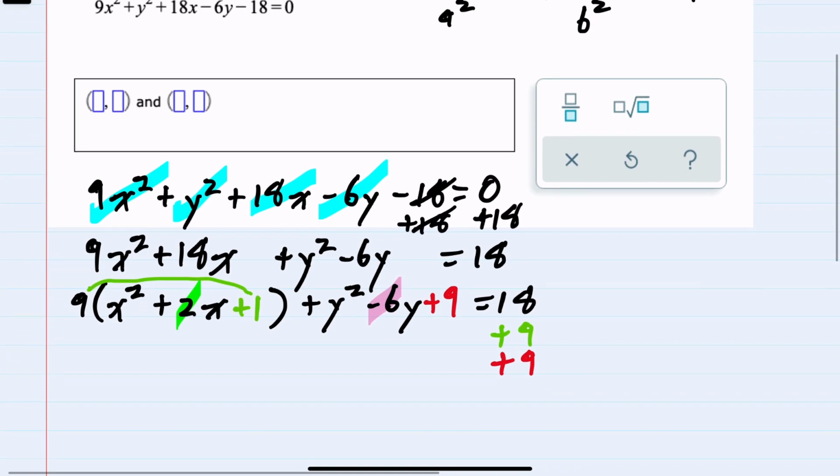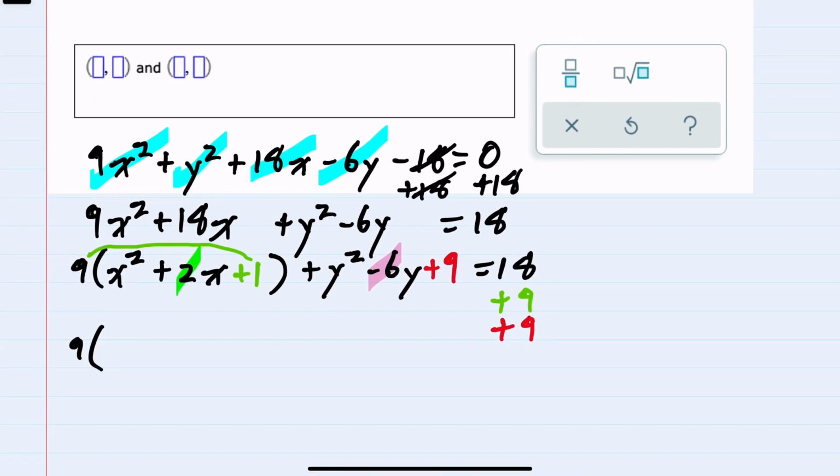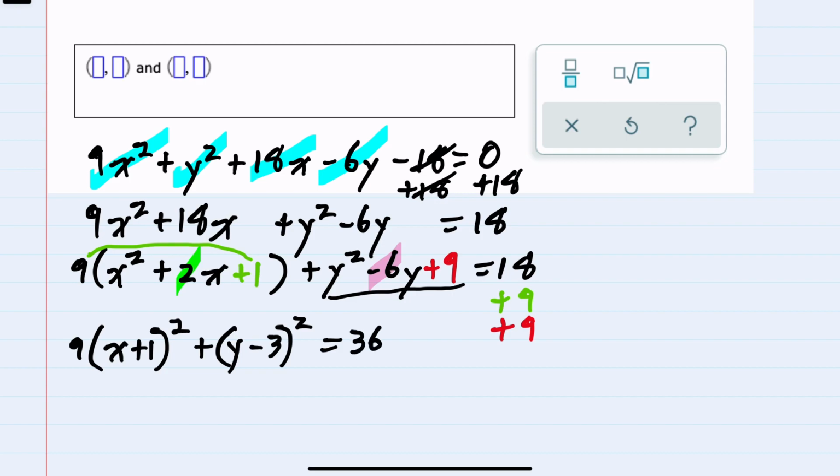From here, we can rewrite the x portion, which is now a perfect square. This is x plus 1 quantity squared. The y portion is also a perfect square. This is y minus 3 quantity squared. And on the right-hand side, I now have 36. So we're much closer to standard form.